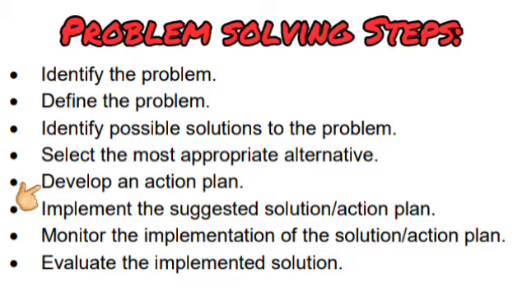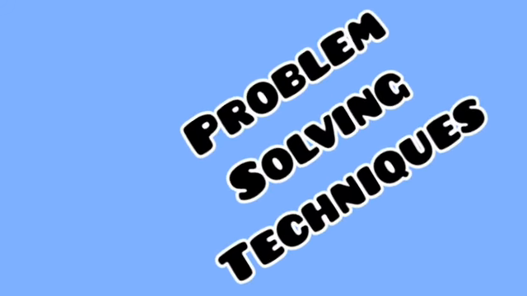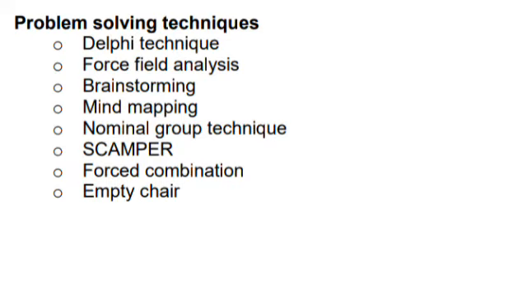And then next you implement that step, then the next step you monitor, and then you evaluate the implemented solution. So meaning you put it into place, and then the next step from there is just to see is the solution working or not. If not, you identify a different problem and you start over the steps again. So then to do that, we are looking at problem solving techniques.